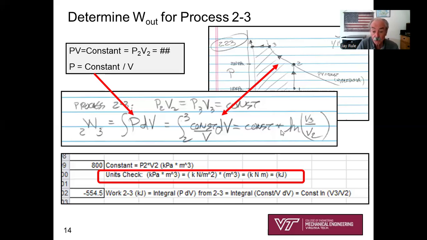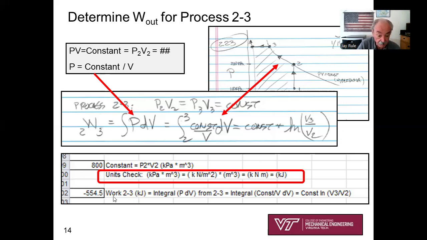And so that's how come I quickly, in my solution, work from 2 to 3. I do the integral: constant, P2 V2 times natural log of V3 over V2. This is not a formula from the book. This is something you work through and you derive back from the fundamentals.